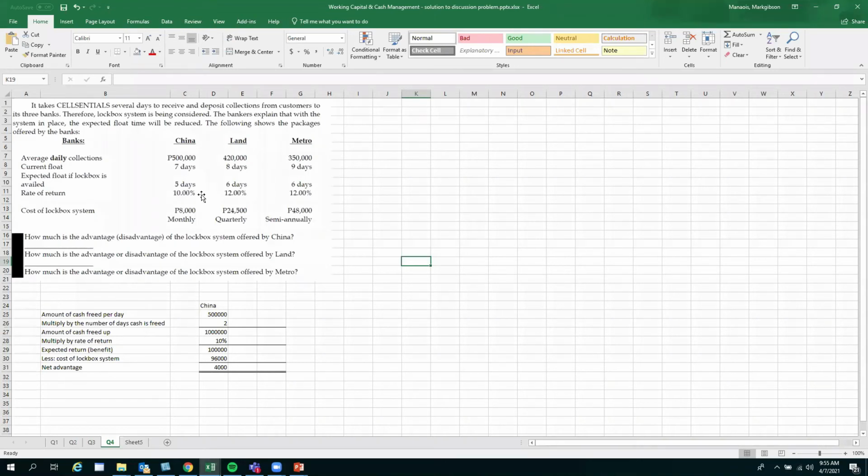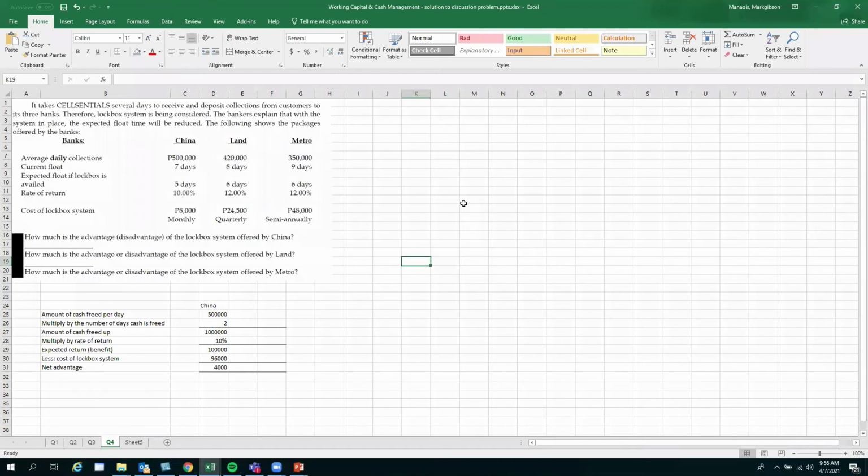The requirements are, how much is the advantage or disadvantage of lockbox system offered by China, Land, and Metro? Okay sige, simulan ko kay China and then try natin later on yung kay Land and Metro. Sige. So it takes Cell Essentials several days to receive and deposit collections from customer to its 3 banks. Therefore, lockbox system is being considered.